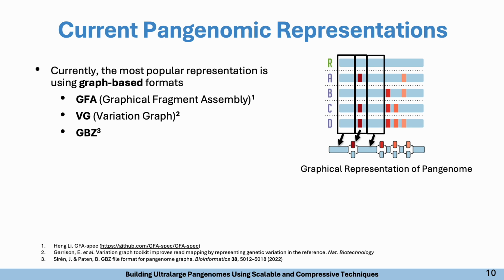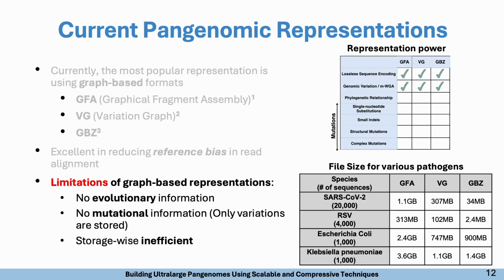This graphical representation has many variations: GFA, which is a human readable format, VG, a serialized one, with the option to add small indels, and GBZ, which is developed to improve the memory efficiency. With these advancements, graph-based representations have achieved excellent reduction in reference bias and have enabled various applications using improved read mapping. However, there are a few limitations of these representations.